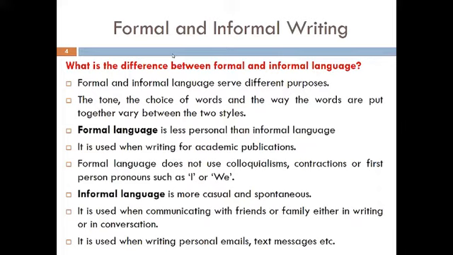And then we avoid using colloquialisms, contractions, and personal pronouns such as I and we. But informal writing might involve personal emails, text messages, and all the rest. Those are much more casual and spontaneous in nature, and we normally use them with friends, family, and the like. So we should stick to formal writing. We should not mix them together while writing an article for a high impact journal.